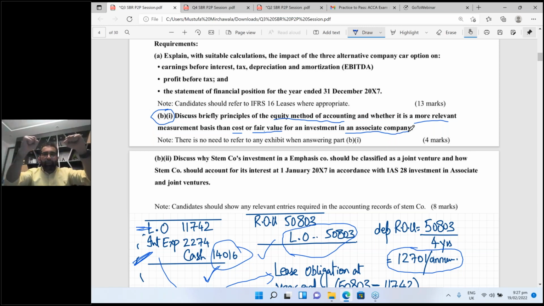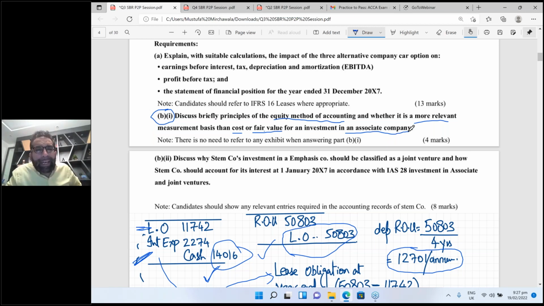Whenever you get control of an entity, you do adding together. But if you don't have control and you just have significant influence, then you just do COI, cost of investment, add post-acquisition profits of the associate company, multiplied by your share, and you just report it in one line. This is what we call equity accounting.